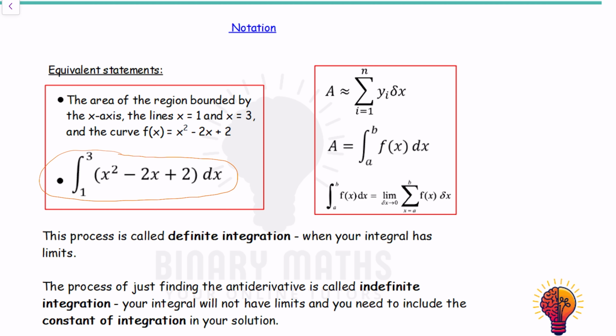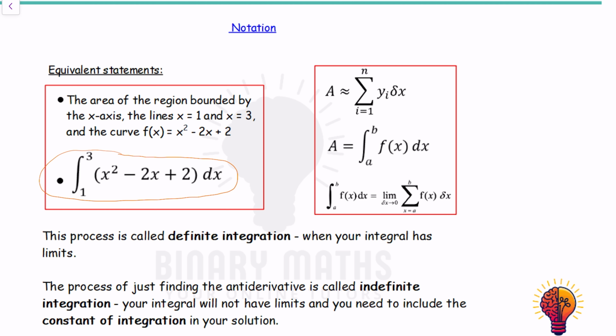Second thing is the area function can be approximated, remember, by the sum of these rectangles. So the sum of i equals 1 to n of yi times delta x, but it's also equal to the integral of b to a f of x dx. So they're the same thing. You can write it out, they both mean the same thing.